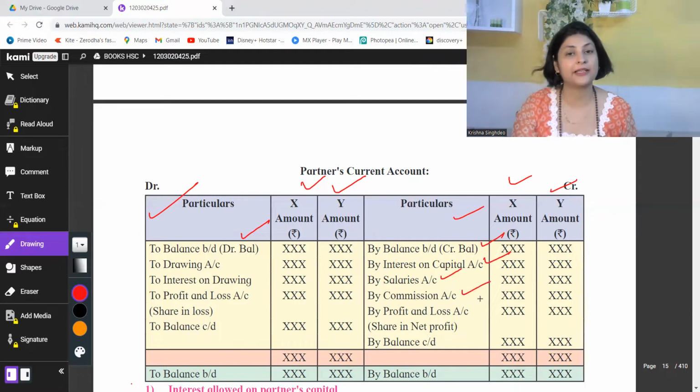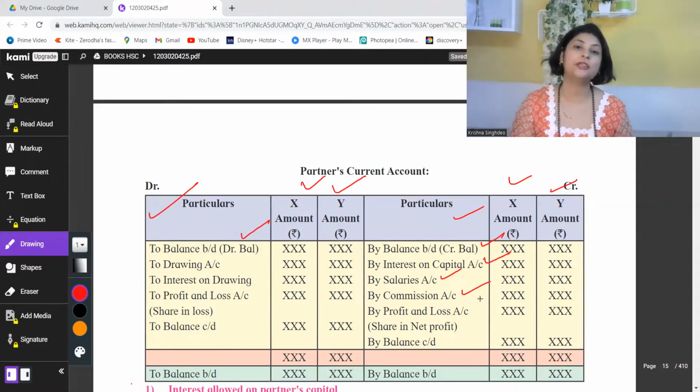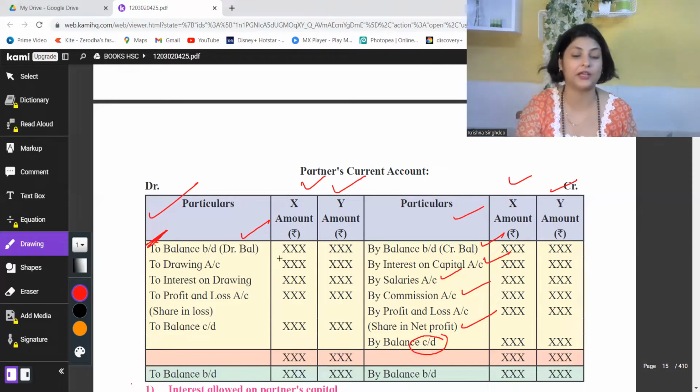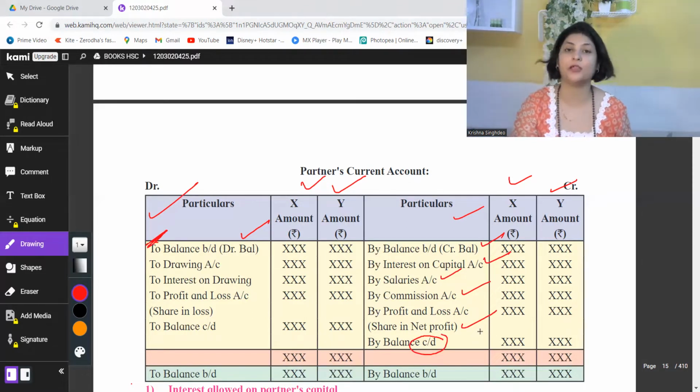Now commission. What is commission? This commission can be based on sales. This commission can be based on profit. So whatever commission is agreed among the partners, that commission comes on the credit side. Then at the end, the share of profit comes over here, and balance c/d will be here only in the case the opening balance is over here. Otherwise, balance c/d is going to be on the debit side.